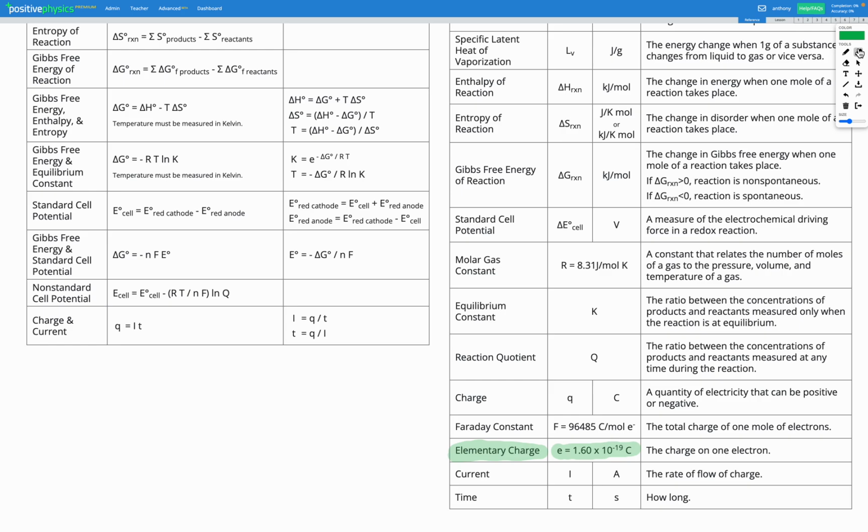The other conversion factor is the Faraday constant. This is the charge of 1 mole of electrons. 1 mole of electrons has a charge of 96,485 coulombs.